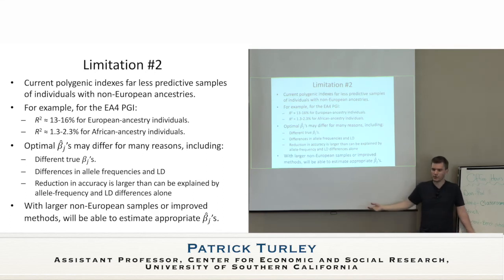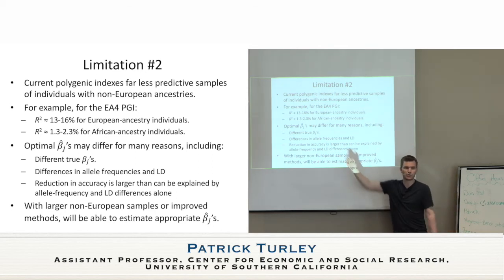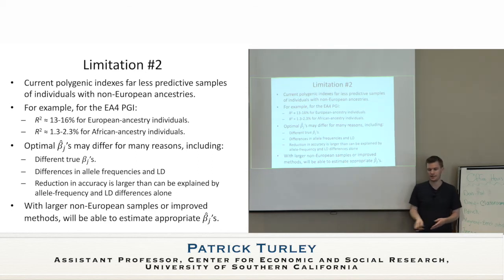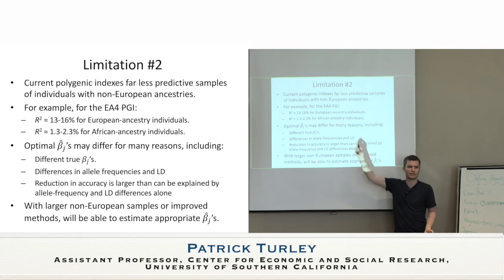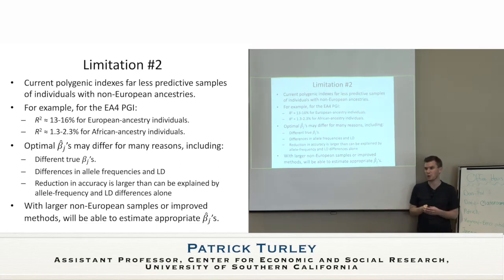But so what do we do about that? Well, there are a lot of efforts to gather more data in more diverse samples. And so, if we get a large, 3 million person GWAS in Southeast Asian ancestry individuals, then maybe we'll start seeing really strong performance of those PGIs as well. So, there's some work to be done there.